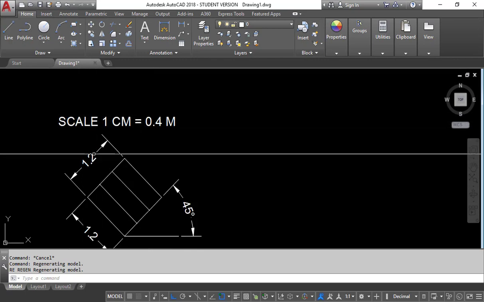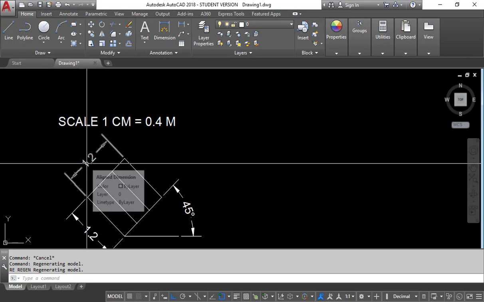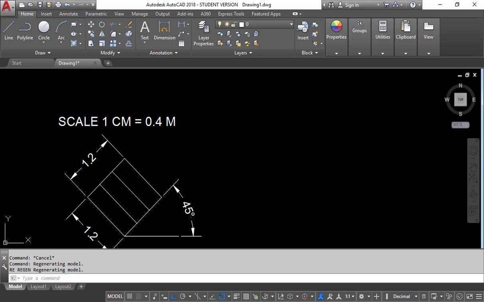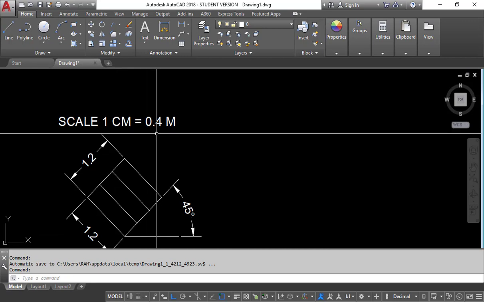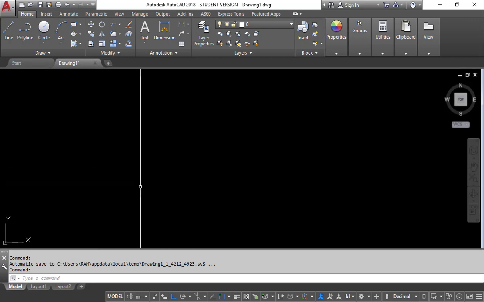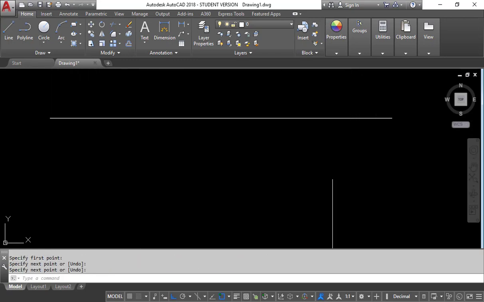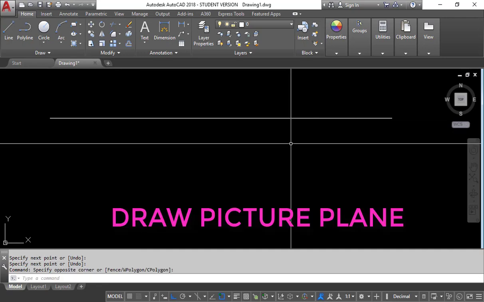So here our object size is 1.2 meter. So 1.2 divided by 0.4, so our line will become 3 units. So first of all, let's see how to start a perspective drawing. First of all, you have to draw the picture plane. So I am drawing one horizontal line. So this is my picture plane. So the first step is to draw the picture plane.